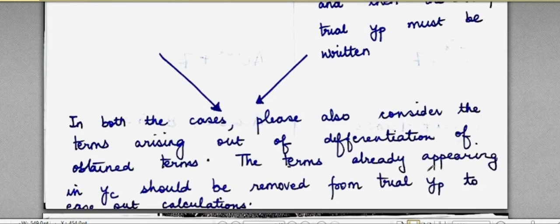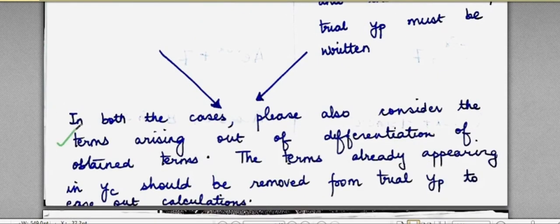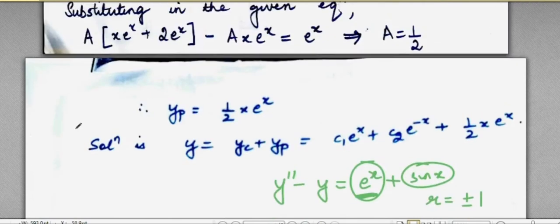And in the end you will also consider the possible terms which can arise out of differentiating the terms that you have got in the modified trial yp. So what do we mean by that? Let me demonstrate in this example first.